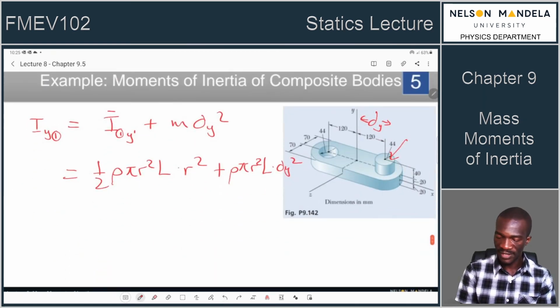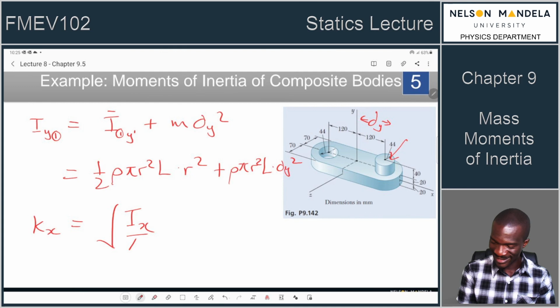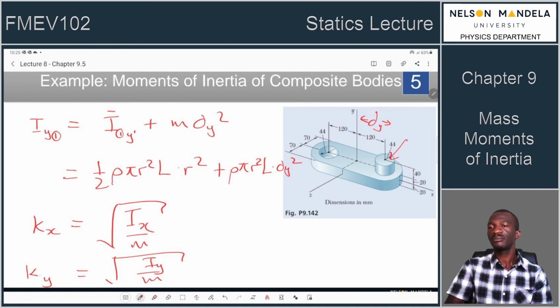Your radii of gyration, I think this one is straightforward. You already have an equation. K about the x is the square root of IX over the mass this time. And then obviously your K about the y would be the square root of IY over the mass. So please don't forget that this time it's over the mass.